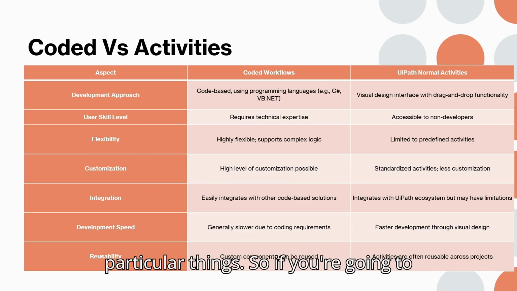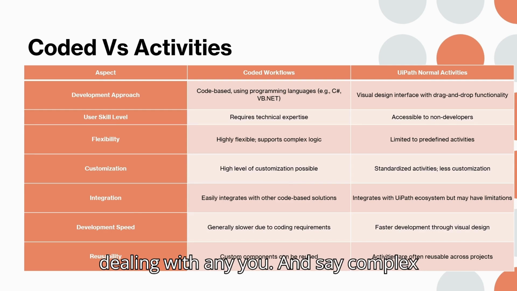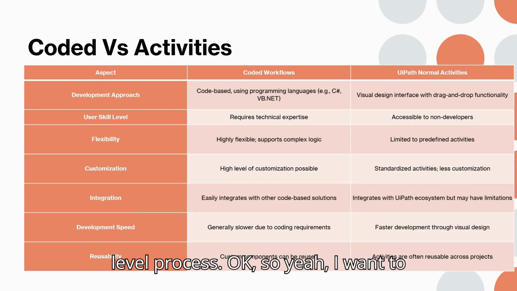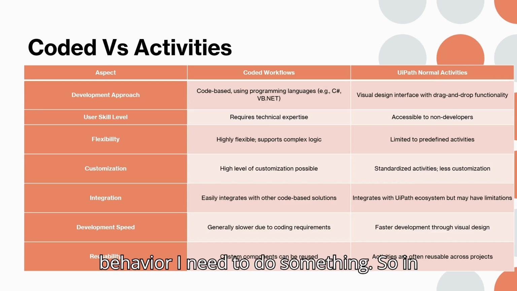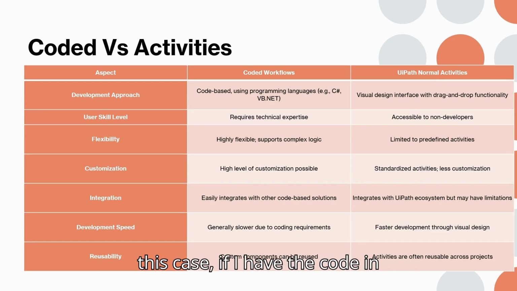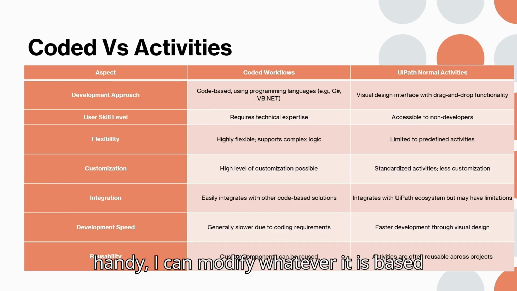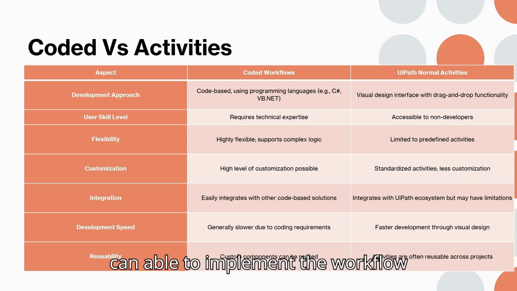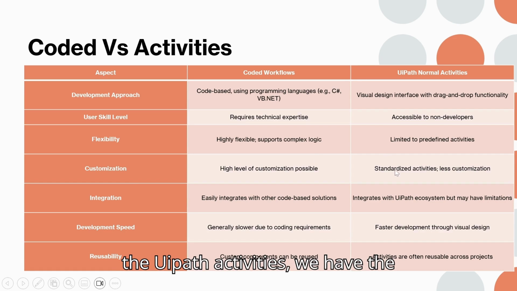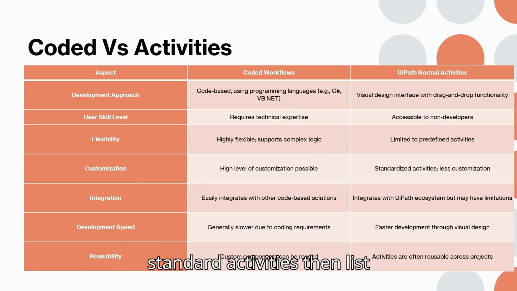If you are dealing with any complex-level process, and I want to add add-on features, add-on properties, add-on retries, where based on the application behavior I need to do something, then if I have the code handy, I can modify whatever is needed based on my targeted result. Based on that, I can implement the workflow and demonstrate the end-to-end testing. But with the UiPath activities, we have the standard activities, with less customization.